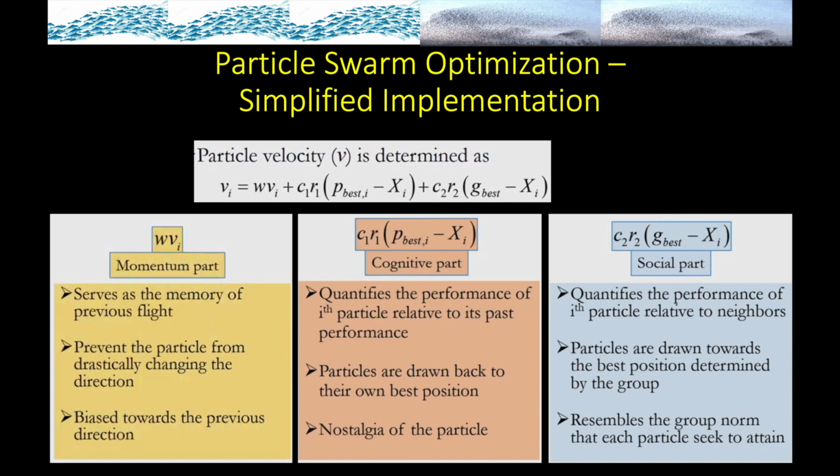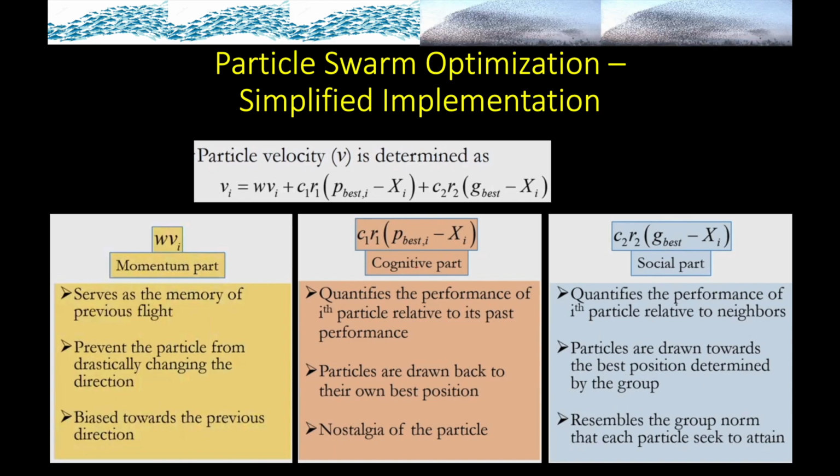W Vi, the first part of the equation, which is the momentum part, serves as a memory of the previous flight. That is, it serves as a memory of the particle. It serves as the weight that you want to assign to the previous velocity, the previous direction. It prevents the particle from drastically changing direction. The other two parts, the cognitive part and the social part, are there for changing the direction. And the more weight you give to the current velocity, to the inertia W, the more it will prevent the particle from changing direction drastically.